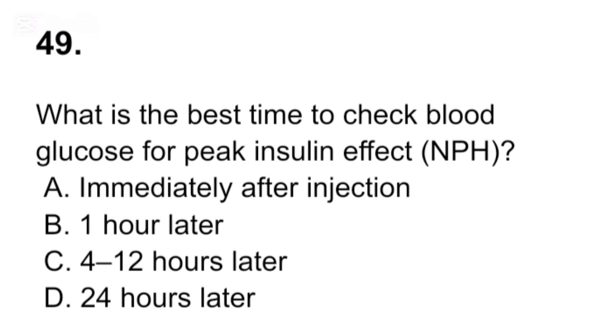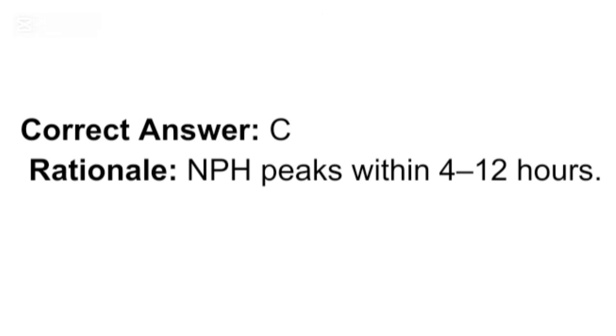49. What is the best time to check blood glucose for peak insulin effect, NPH? A. Immediately after injection. B. 1 hour later. C. 4 to 12 hours later. D. 24 hours later. Correct answer, C. Rationale: NPH peaks within 4 to 12 hours.